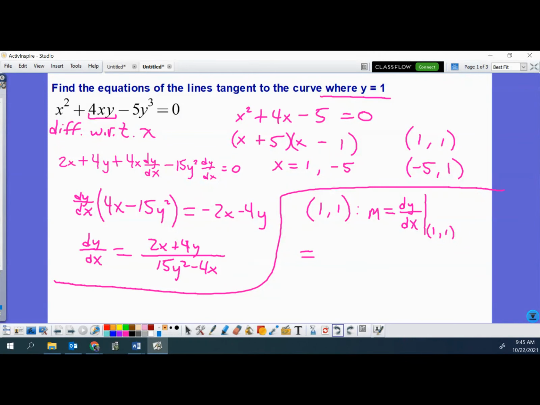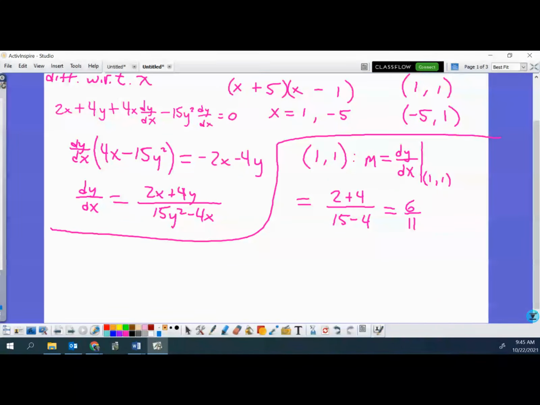So on top I get 2 plus 4. And on the bottom I get 15 minus 4. So what's that? 6 elevenths? I can do math. 6 elevenths is my slope on that first one. Look good? Awesome. And my 11 doesn't look very good. That's better.